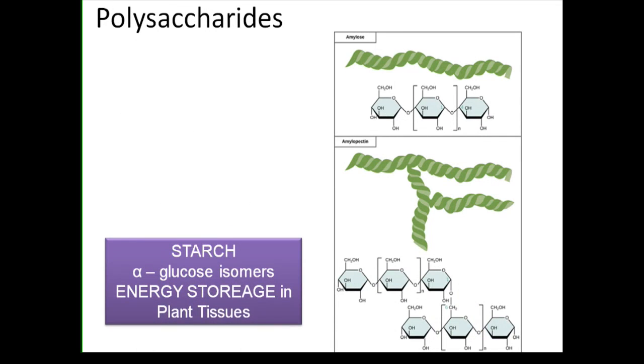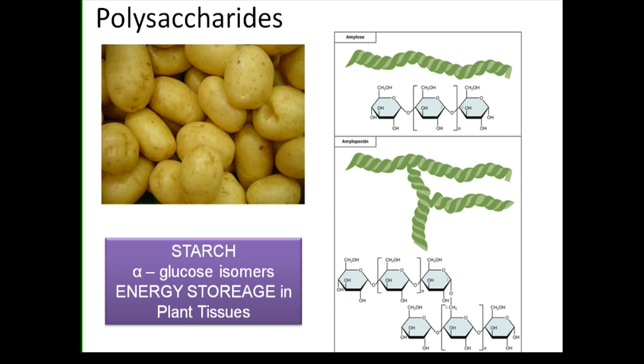Whenever you have multiple monosaccharides joined together in long chains, we form polysaccharides. One of the most simple is starch. And starch is primarily made up of alpha glucose isomers. And the key function is energy storage, and they are found in plant tissues.